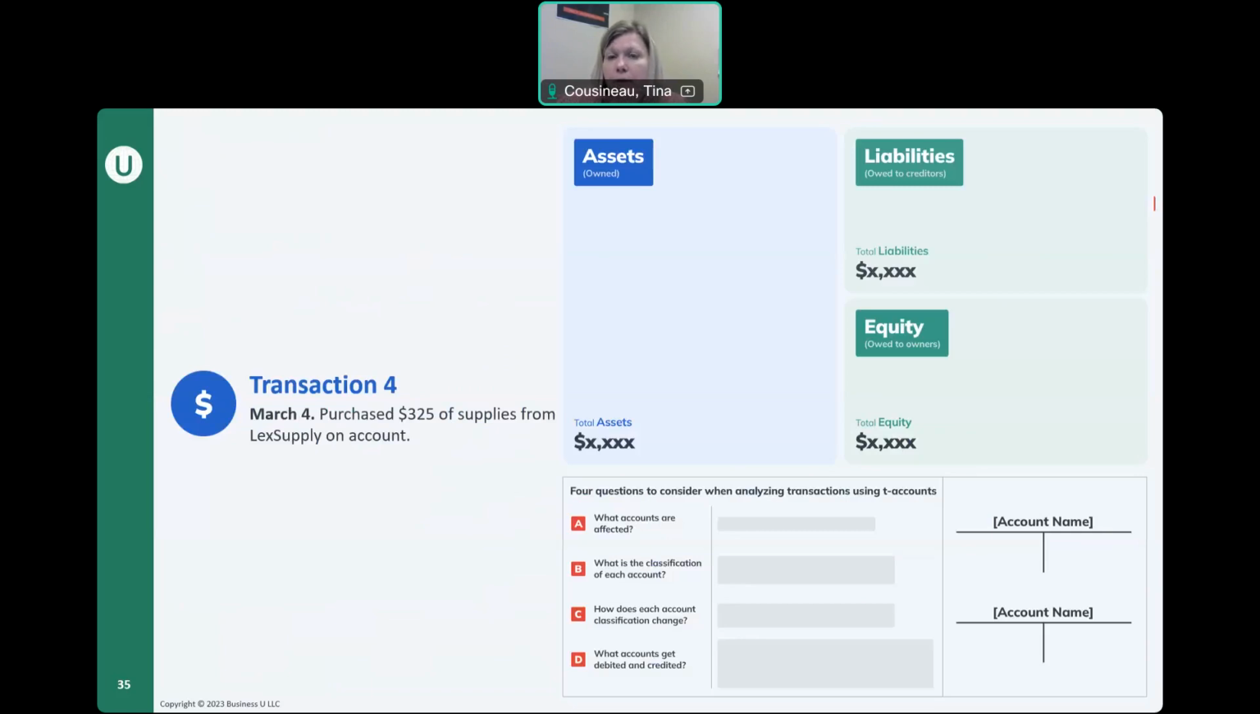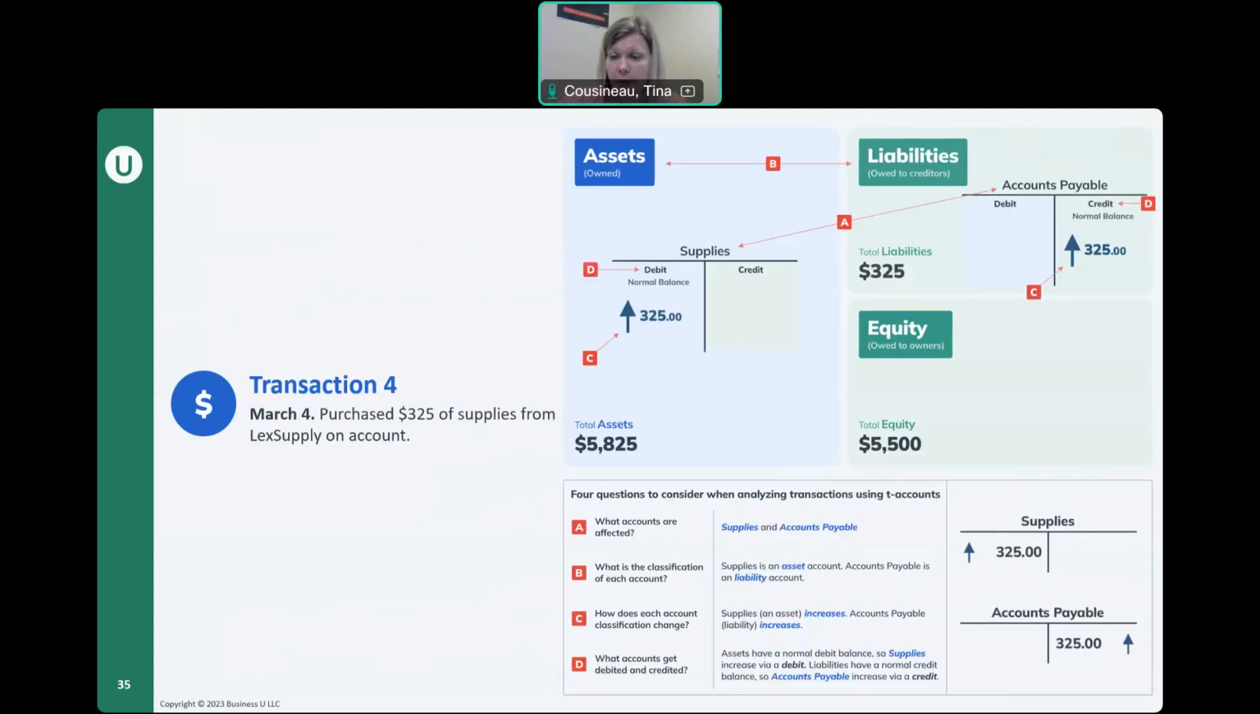So I'm going to get the supplies. Those are considered an asset, right? So now I owe this vendor. So that's considered a liability. So that would be an accounts payable because I need to pay that vendor or that creditor at some point in time. So our accounts that are affected, supplies and accounts payable. Supplies is an asset account, accounts payable is a liability account.